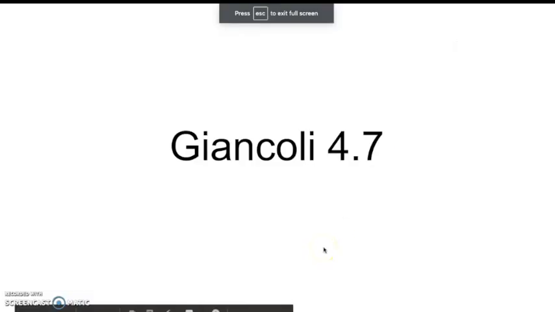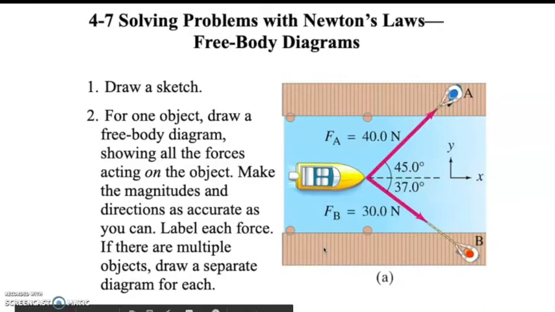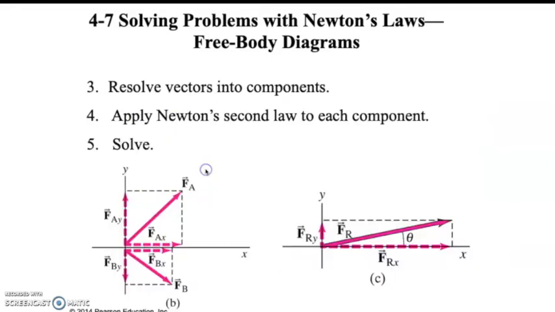All right, Giancoli 4-7. So if we're going to solve Newton's laws problems, we've got to draw free body diagrams. First, we draw a sketch, right? And then for each object, we draw free body diagrams showing all the forces. We want to try to make numbers and directions as accurate as possible, and label the forces. Obviously, if we have multiple objects, we make a separate diagram for each, and we'll get into some of those.